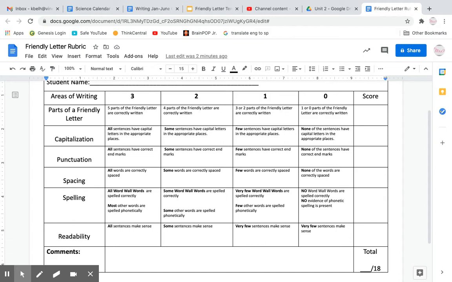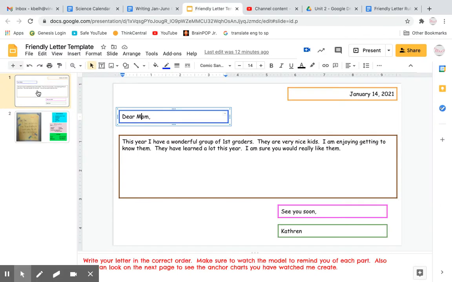Readability. Do your sentences make sense when you read through? That's one of the ways to check that, by going back and rereading. So now I'm going to open up my friendly letter, and we are going to see if we followed those things.